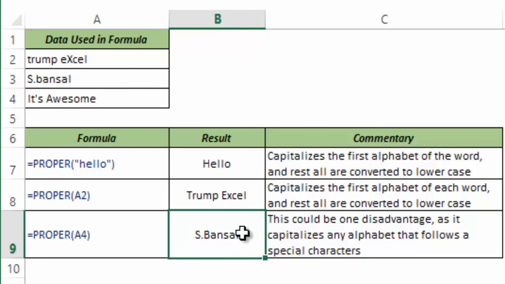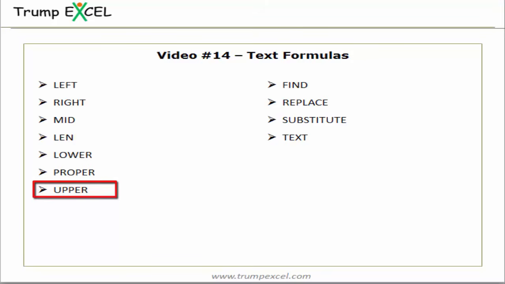Now there could be some disadvantage to it. So for example, if I change the reference here from A3 to A4, you see what happens. It takes this text and it converts the S in it is. So it takes the apostrophe as special character, and it thinks that the word that follows this apostrophe is another word, and hence it capitalizes the first character of that word. So this could be one disadvantage, but overall proper function could be really helpful if you get data or you import data from different sources.